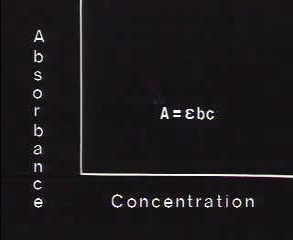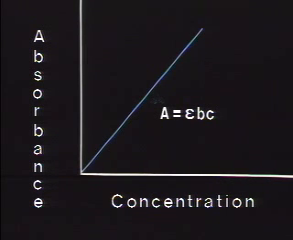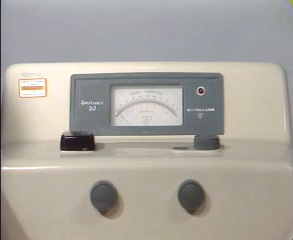According to this equation, a plot of absorbance versus concentration should give a straight line that passes through the origin. Once the plot has been obtained, it can be used to determine the concentration of an unknown solution. This is the most common application of Beer's law. In order to obtain the absorbance of the solutions necessary to plot this graph, a spectrophotometer is used.